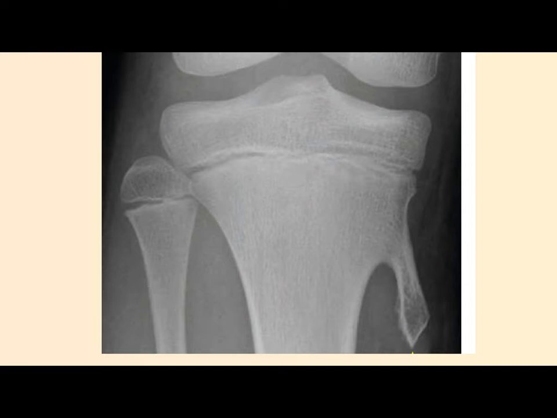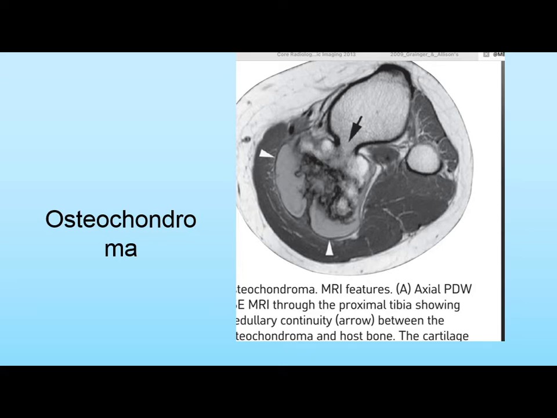It is always directed away from the epiphysis. It arises from the metaphysis and grows away from the epiphysis. This is osteochondroma.